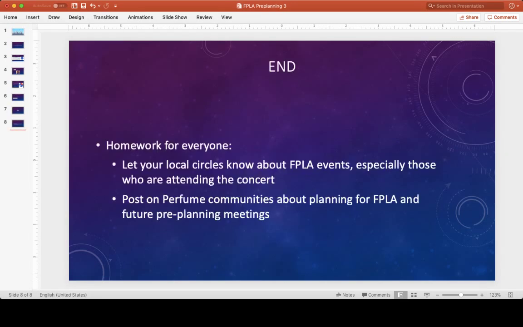So we also have, again, homework for everybody. Let everybody know that we have these things going on. Post it everywhere. Post it multiple times. That way we have enough eyes on this and other people can see it and it doesn't fall off the end of the flat internet.